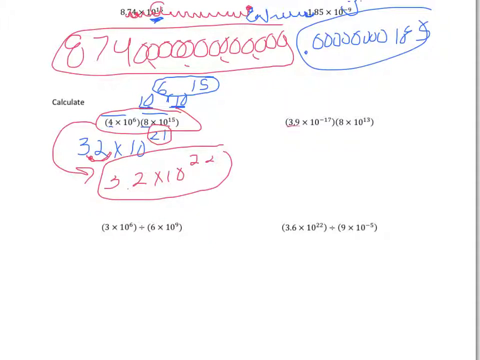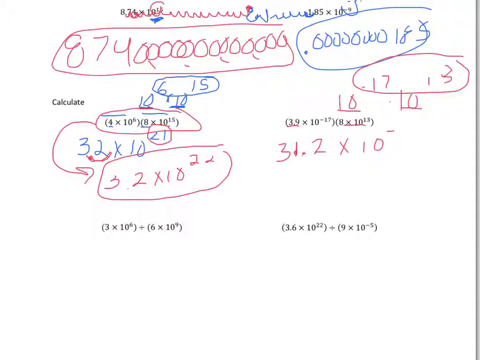Now here, if we have 3.9 times 10 to the negative 17th times 8 times 10 to the 13th, we want to multiply the numbers. So we have 3.9 times 8. That's going to give us 31.2. Then our 10 to the negative 17th times 10 to the 13th, we have like bases, so we add the exponents. Negative 17 plus 13, so we have times 10 to the negative 4th power.